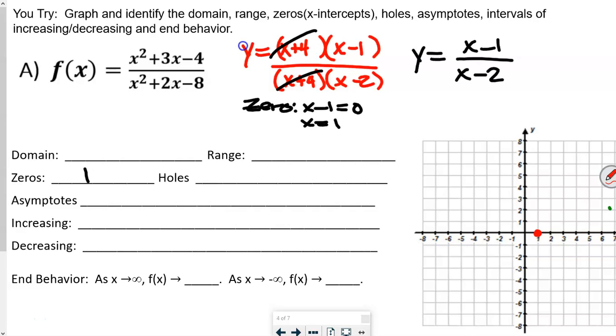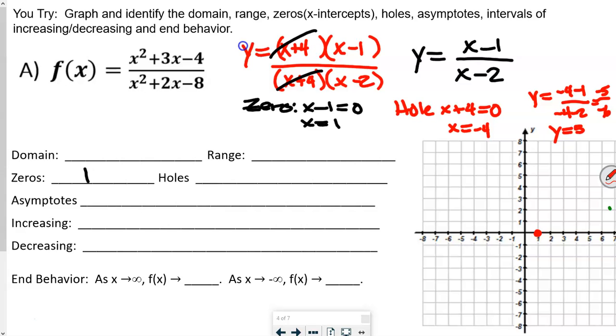Then we want to find our hole. We have a repeated factor, so we're going to deal with our hole now. Our hole is x plus 4 equals 0. That's our repeated factor, so x equals negative 4. Then we're going to put that negative 4 back up in that equation up there. So y equals negative 4 minus 1 over negative 4 minus 2. That's going to be negative 5 over negative 6, which is really y equals 5/6. So our hole is going to be at negative 4, comma, 5/6.